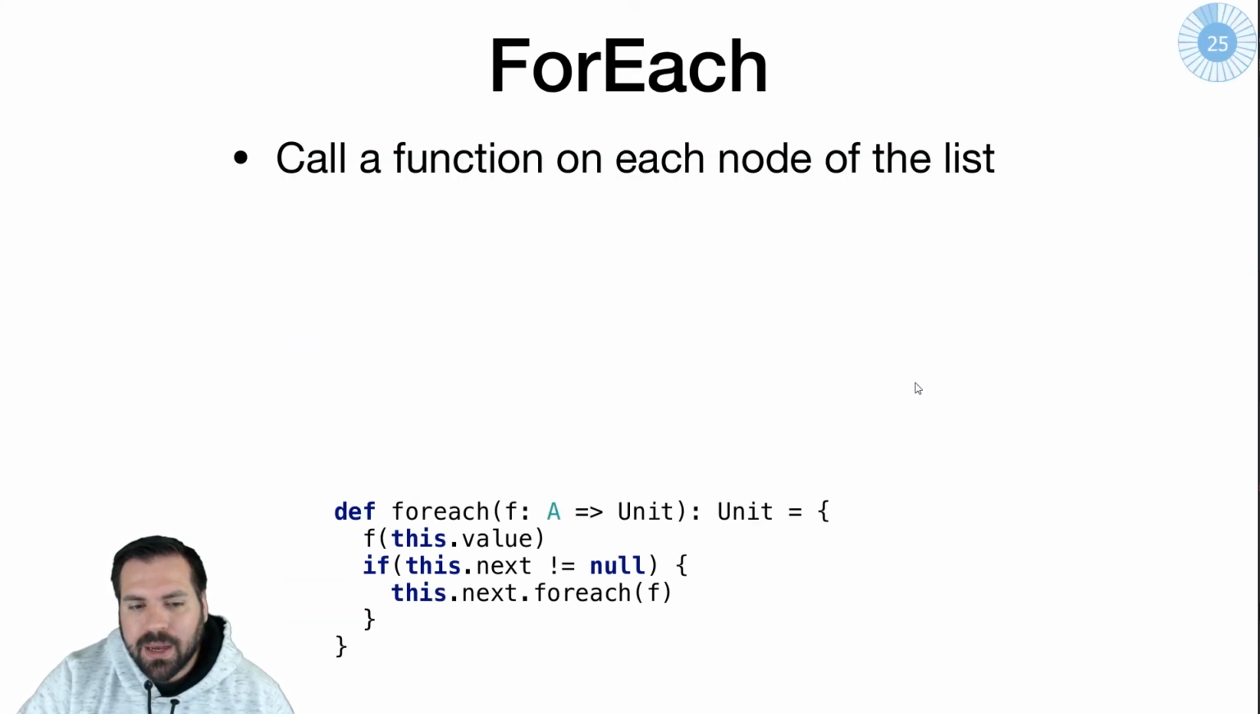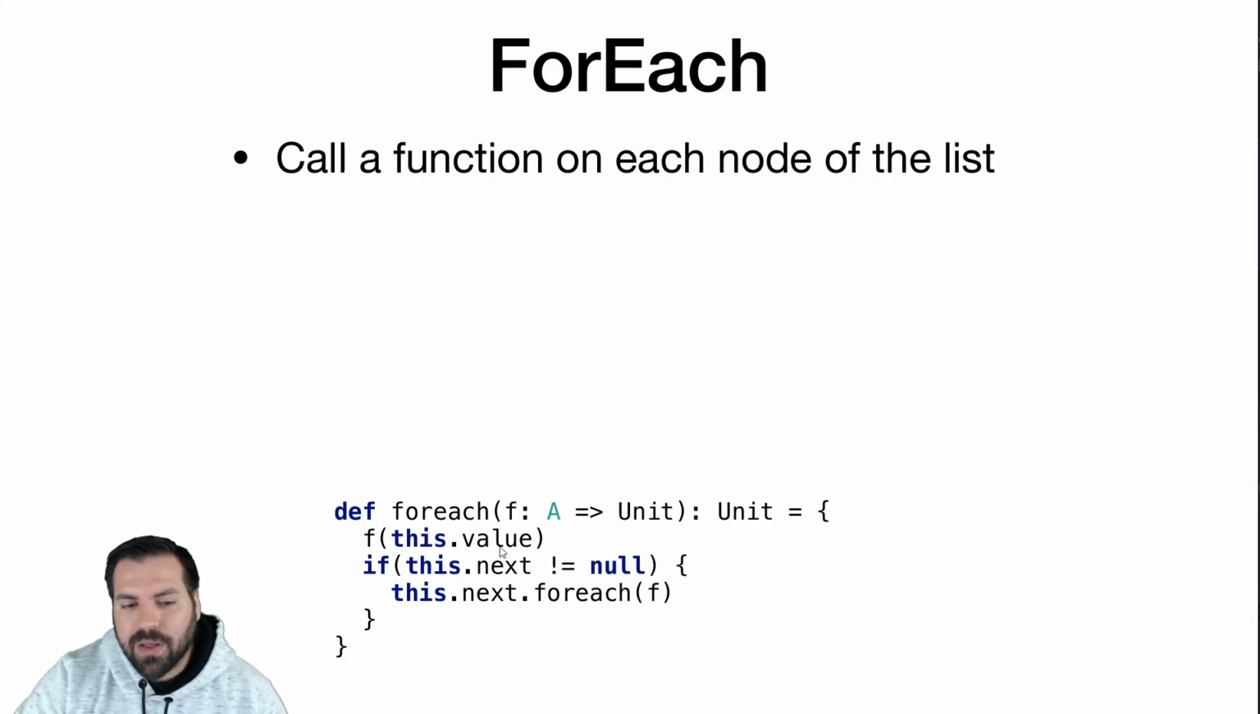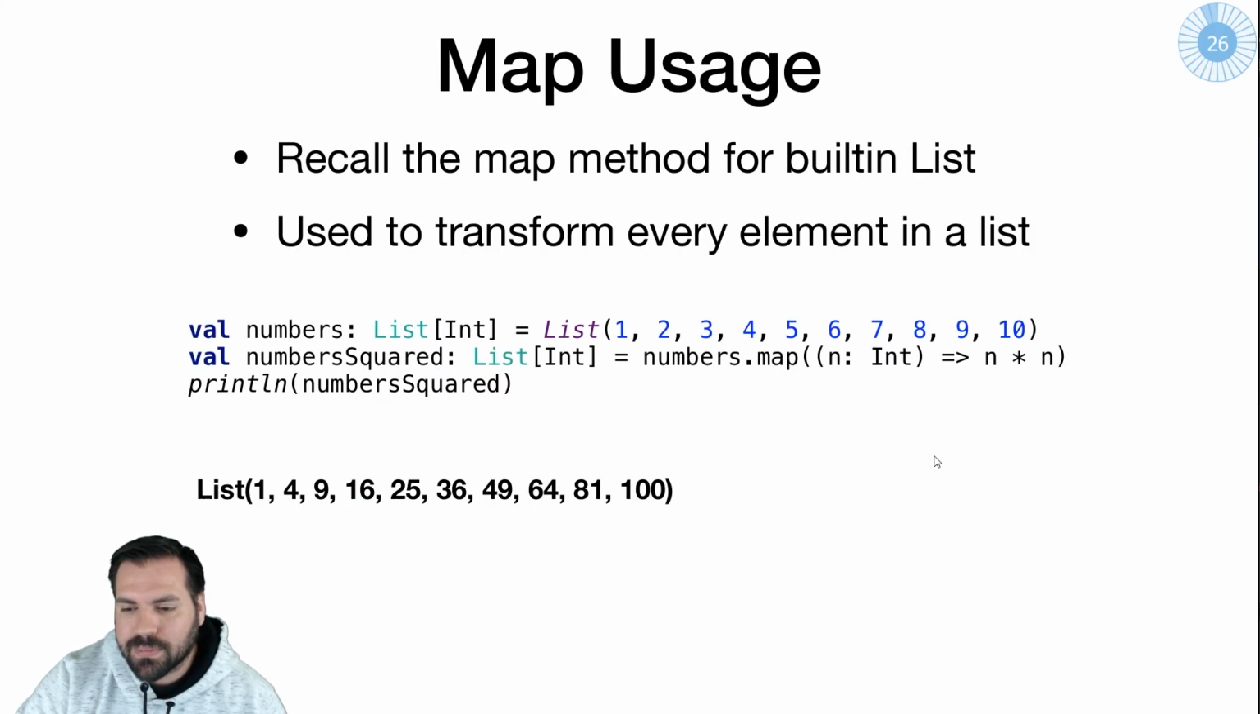here. And then for each, we have a function that we want to call on each element of the list. We take this function, which takes an element of the type of the list and returns unit. The whole thing returns unit. We're going to call the function, and then if we're not at the end of the list, recursively call for each with the same function, so the next node can call f on its value. Recursion is looking mighty clean.